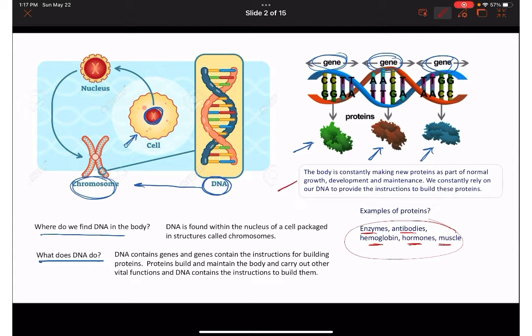And it's important to realize or to remember that the body is constantly making new proteins as part of normal growth, development, and maintenance. And so we rely on this DNA to provide the instructions to build these proteins.